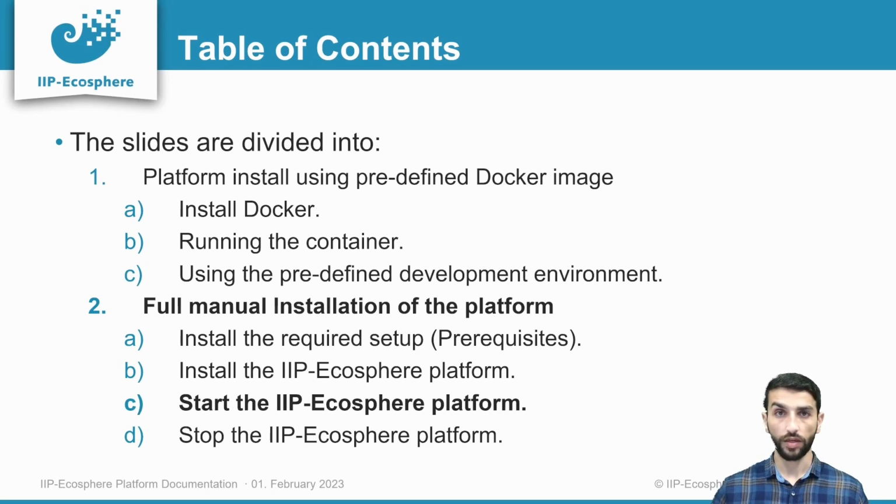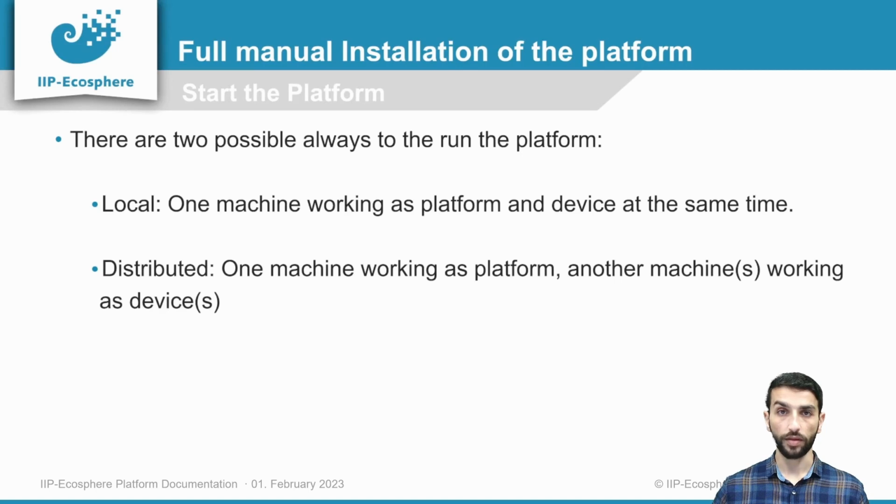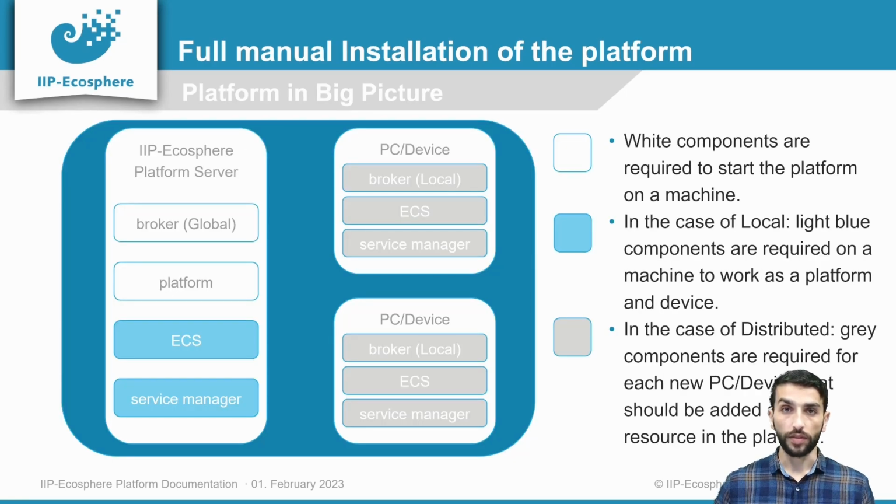Now we will see how to start the IIP-Ecosphere platform. We don't run any application since it's a test run for the platform. There are two possible ways to run the platform. Local, one machine working as platform and device at the same time. Distributed, one machine working as platform, another machine or machines working as device or devices. The shown image presents the component for the platform server and the component for the device in a big picture for local and distributed cases.